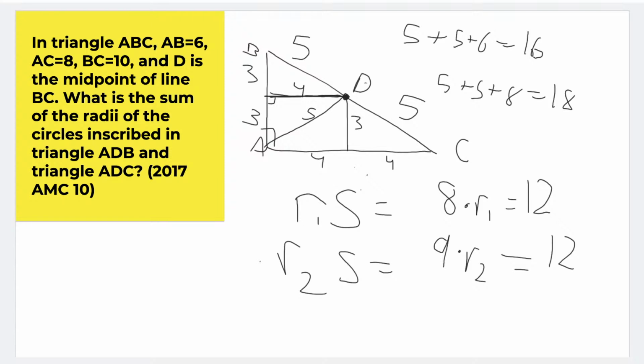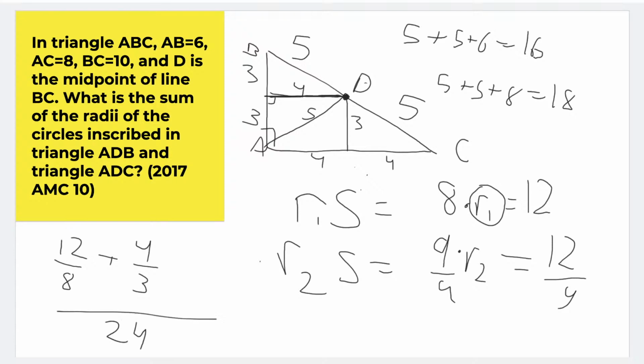Now we have to find the sum of the radii. So we just divide by 8 on both sides. We get 12 over 8 plus 12 over 9, since we divide by 9 on both sides to get the radius of this one, which is just 4 over 3. I just reduced 12 over 9 there. Now we just have to find the LCM, which is 24. You solve this problem, and you're going to get 68 over 24, and you reduce this further, and you reduce this one more time, and the final answer is 17 over 6.